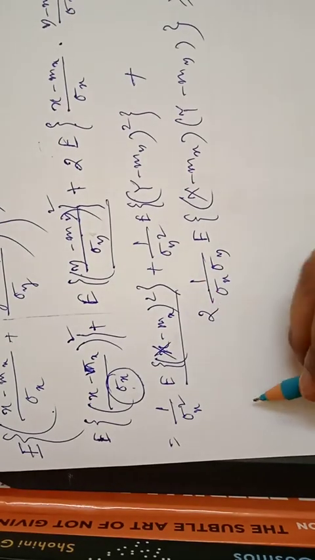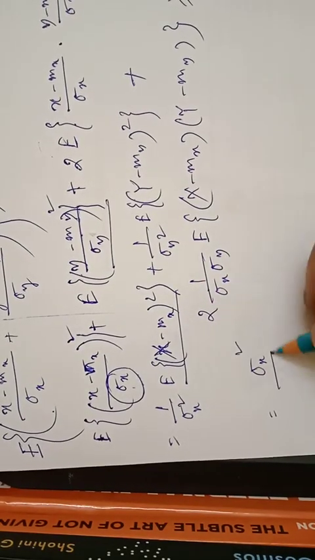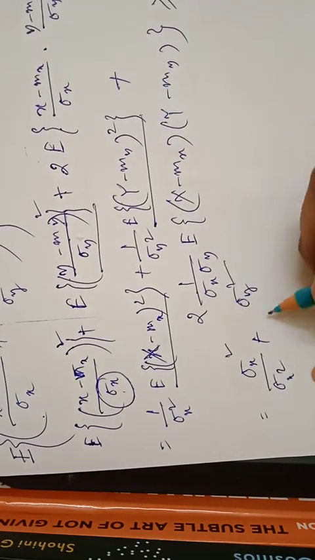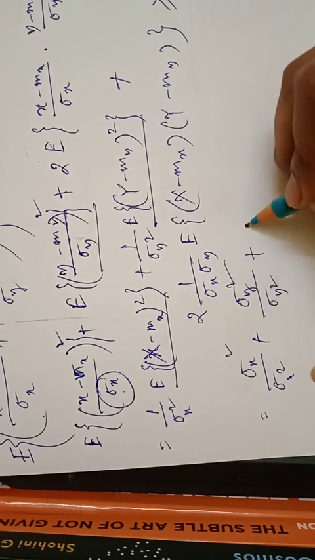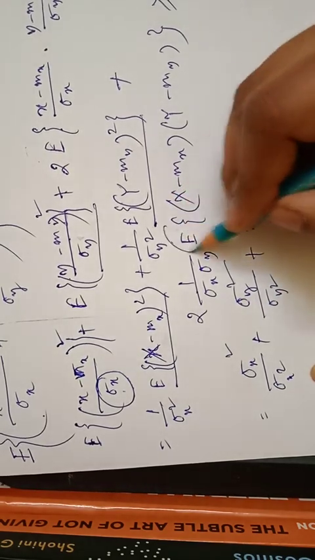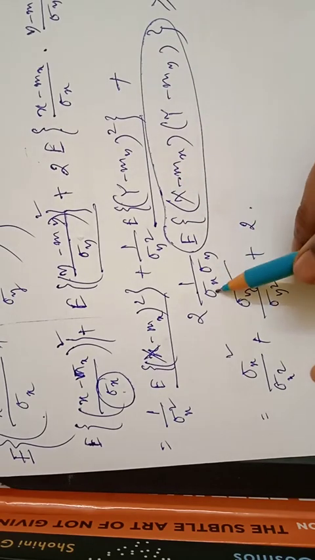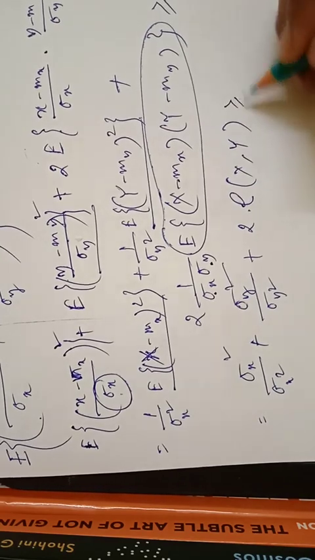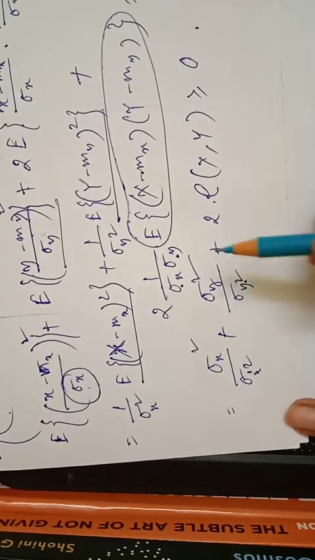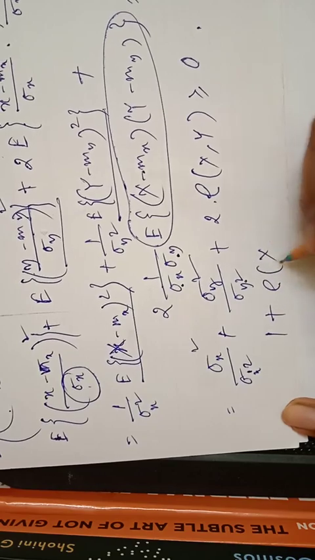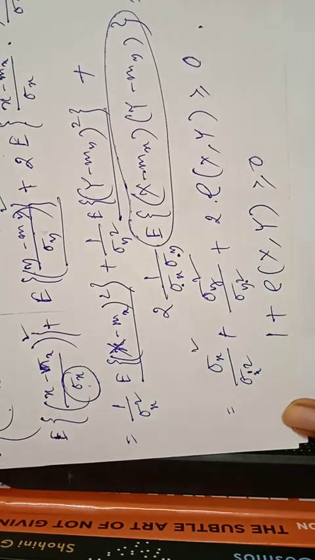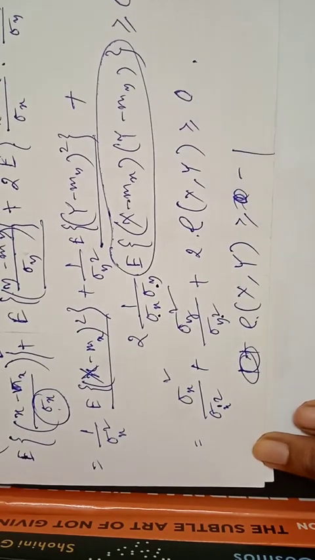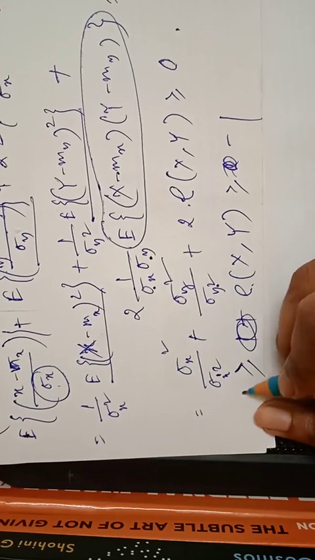Now this thing is our variance, so sigma x square by sigma x square. Similarly, this is also variance, sigma y square by sigma y square plus 2 into, this is our covariance by sigma x sigma y, so that gives you rho. So this is 1 plus 1, 2, taking common 2, so 1 plus rho xy is greater or equal to 0. That means rho xy is greater or equal to -1. Similarly, we can prove this is also less or equal to 1.